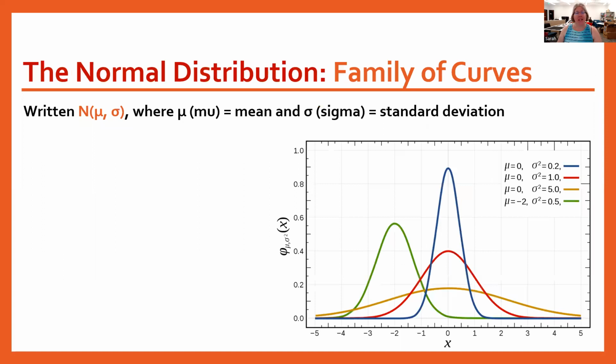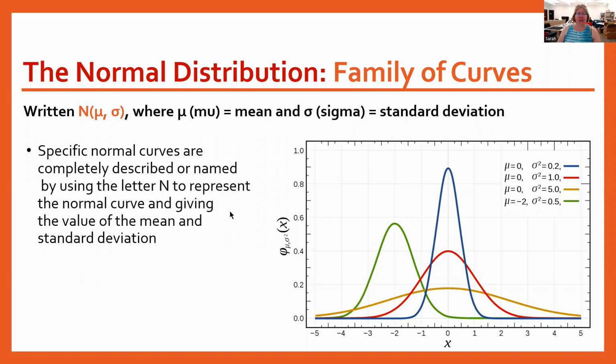All right, the way that we give the name of the normal distribution is we use the capital letter N, and then inside the parentheses, we have mu, which is going to represent the mean, and sigma, the Greek letter sigma, which is an O with a little curly Q on it, and that's going to be the standard deviation. So this specific normal curve that you're looking at can be completely described or named by using the capital letter N to represent normal. There are other letters you could use for an exponential or Poisson, but we're only looking at normal. So we'll use a capital letter N to say normal, and then we'll give the value of the mean and the standard deviation.